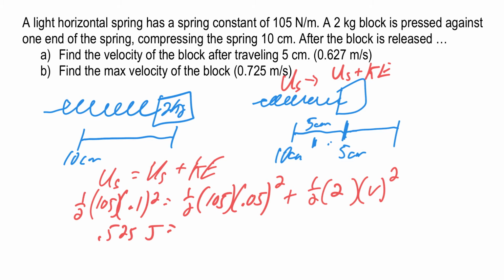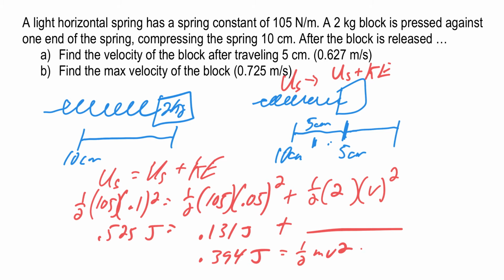0.5 times 105 times 0.05 squared. So notice at this point I only have 0.131 joules plus this. So we have less energy, right? And that's because the rest of it gets turned into kinetic energy. In fact, 0.525 minus that answer we just got means we have about 0.394 joules of kinetic energy.